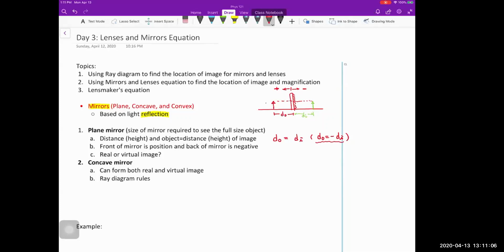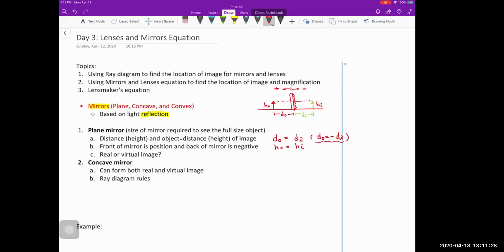Another thing we know about this is that if we mark the height of the object and the image, then their heights are also going to be the same. Okay, so we say the front of the mirror is positive and the back of the mirror is negative.